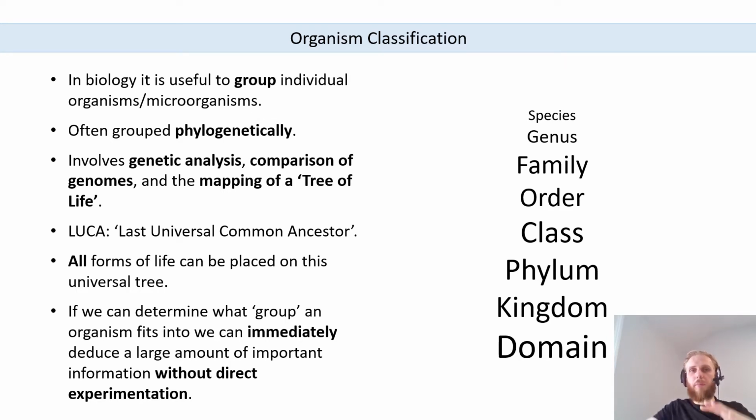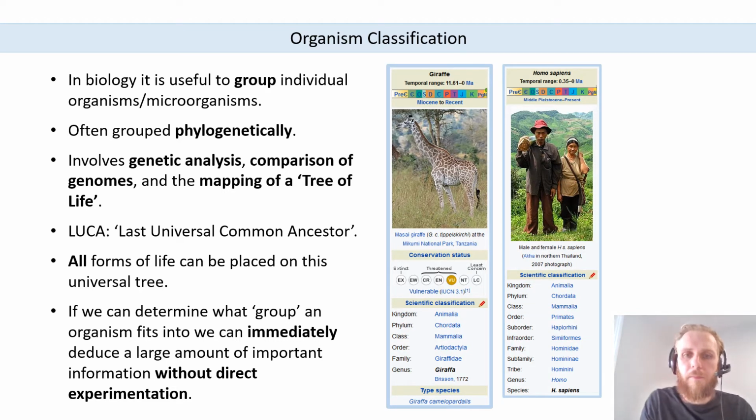So we want to think of this big branching tree of life on which all forms of life fit, and at the base of this tree of life we have the last universal common ancestor. And if you're looking up individual species, you'll see they can be classified using this system, no problem at all. So just some examples here. You can look up any species on Wikipedia, and you see the kingdom, phylum, class, order, family, genus. So all forms of life fit into these categorizations.